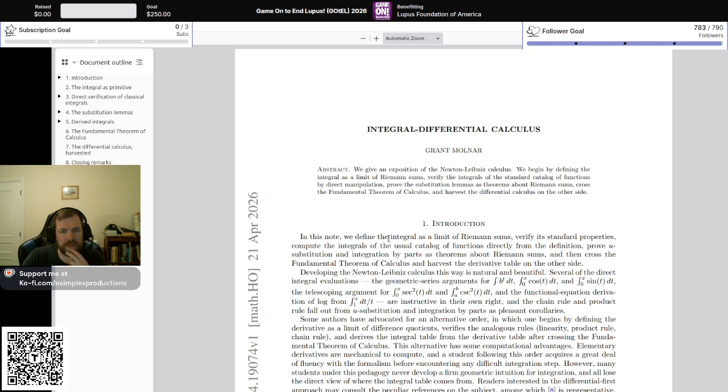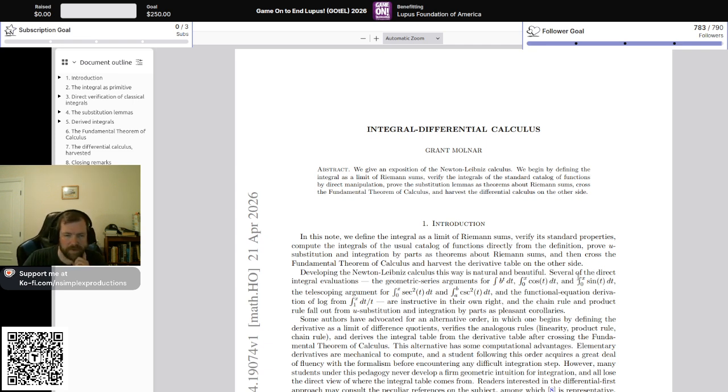In this note, we define the integral as a limit of Riemann sums, verify its standard properties, compute integrals using the usual catalog of functions directly from the definition, prove U substitution and integration by parts as theorems about Riemann sums, and then cross the fundamental theorem of calculus and harvest the derivative table on the other side. It's pretty much literally the abstract. Developing the Newton-Leibniz calculus in this way is natural and beautiful.